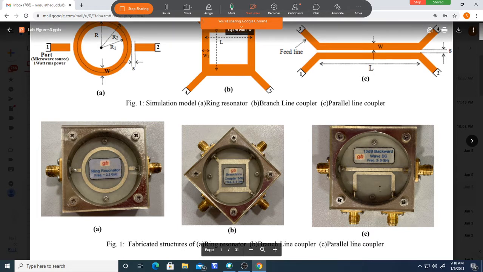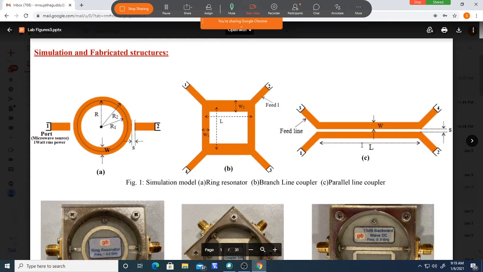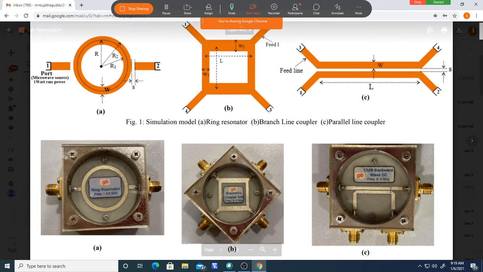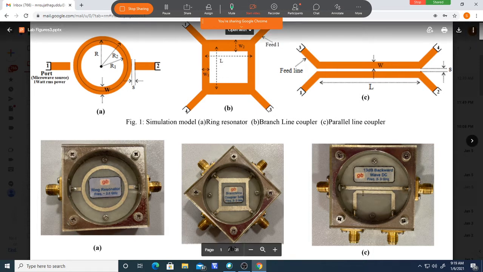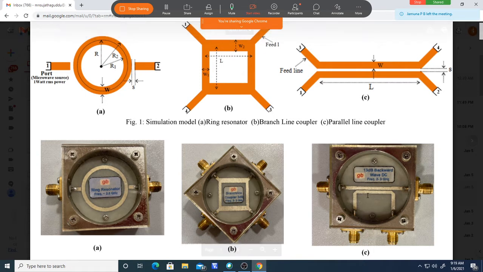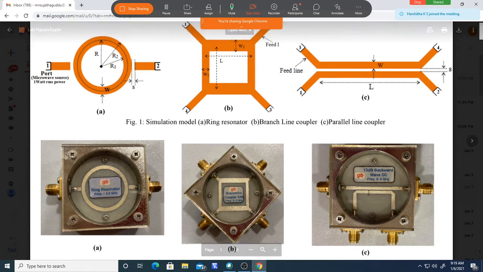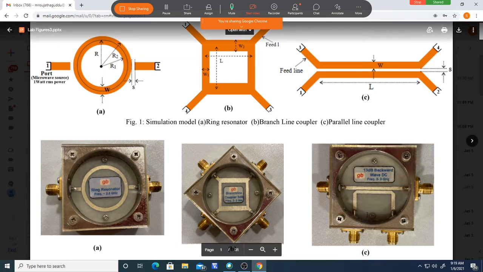And the branch line, see this is a parallel line coupler. You can put this at 45 degrees. We kept the ports at 45 degrees like this, but we can do it like this also. This is a parallel line, and the gap is there, you see. This is one line, this is another line. In between the two there is a gap, you can observe that gap.